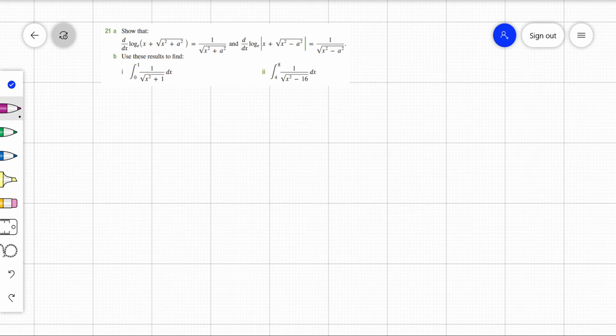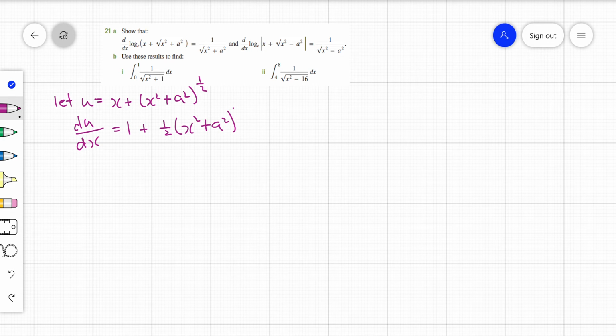Alright, to make this one easier to do, differentiating log of all that stuff, we could always let u equal to the inside, and then I could do du dx, so differentiate u with respect to x, use the chain rule. So that's minus a half, and we're timesing by 2x. So you can see this would give you 1 plus, you've got a half times 2, so that's 1, and you end up with x over square root of x squared plus a squared.